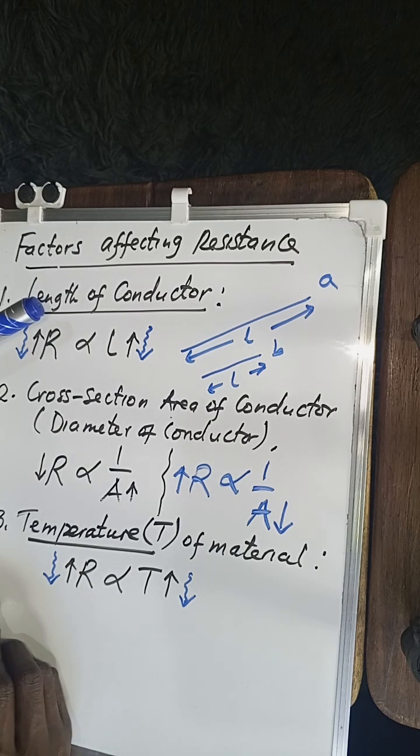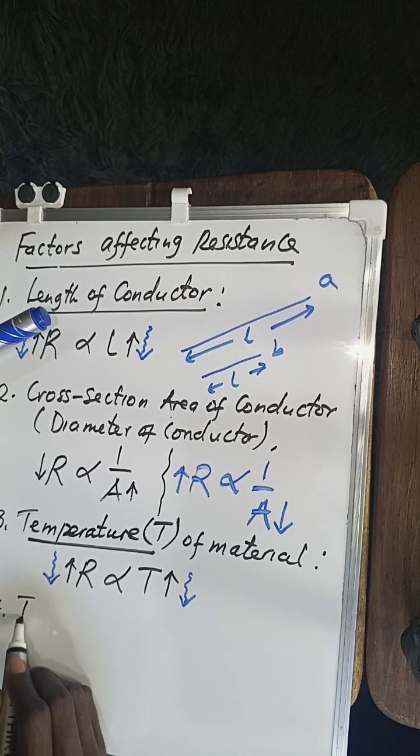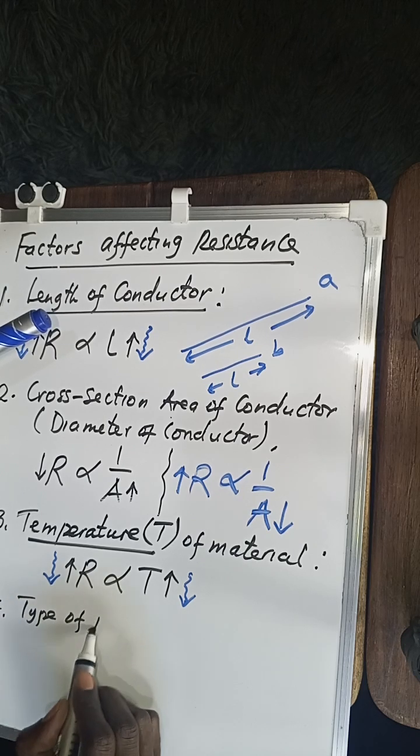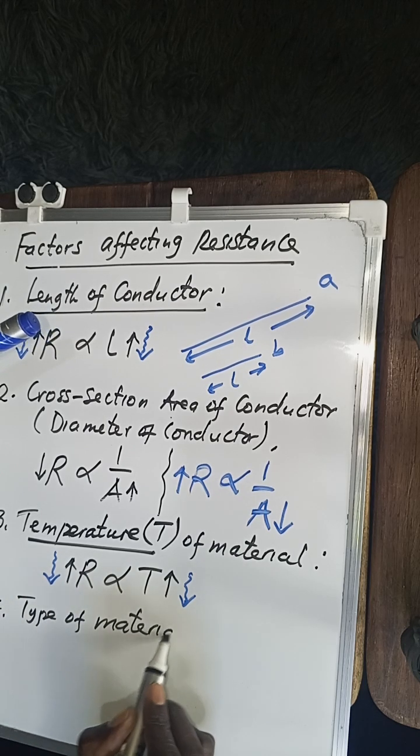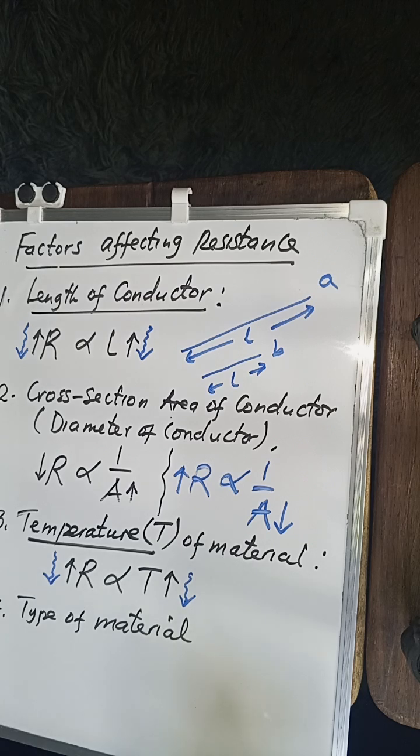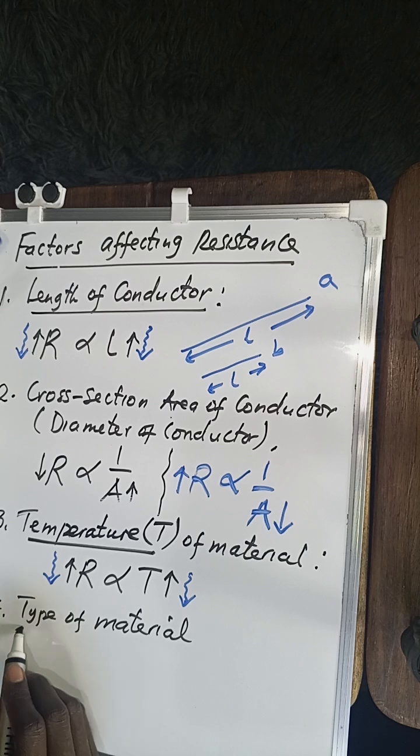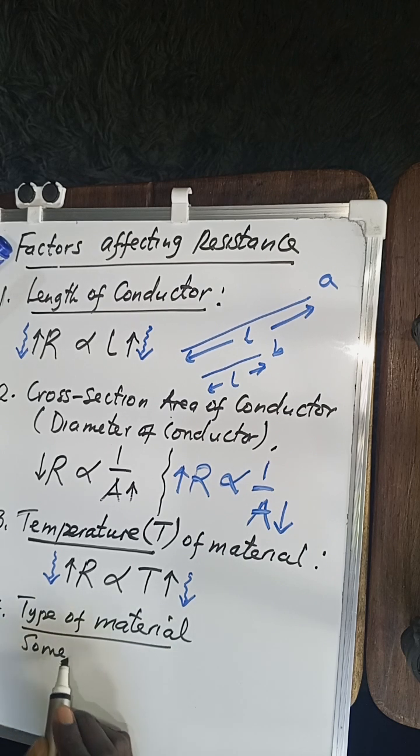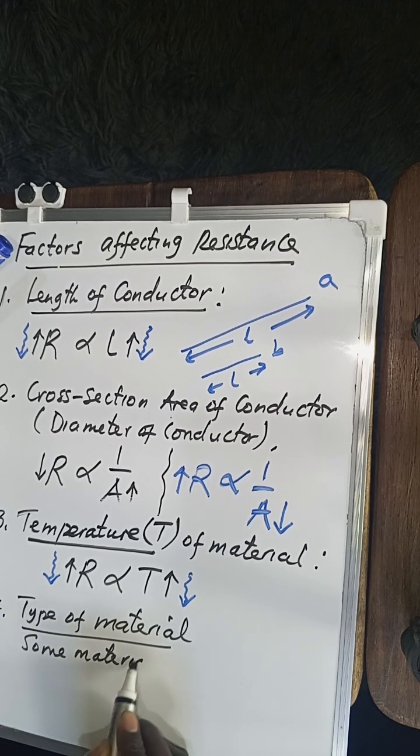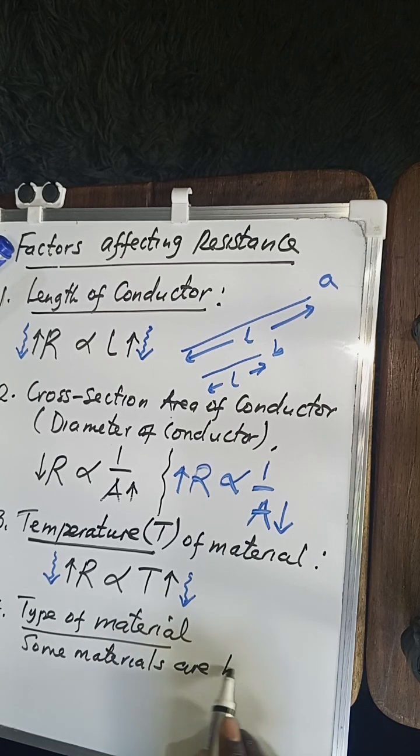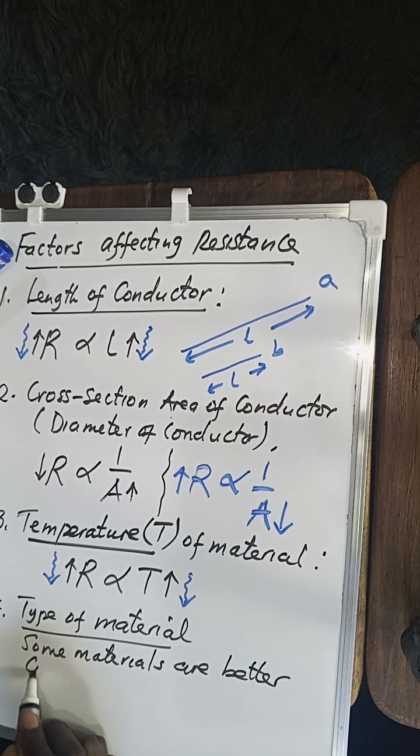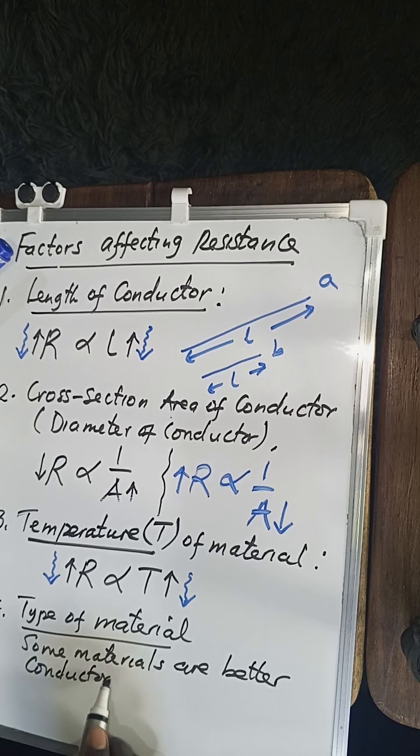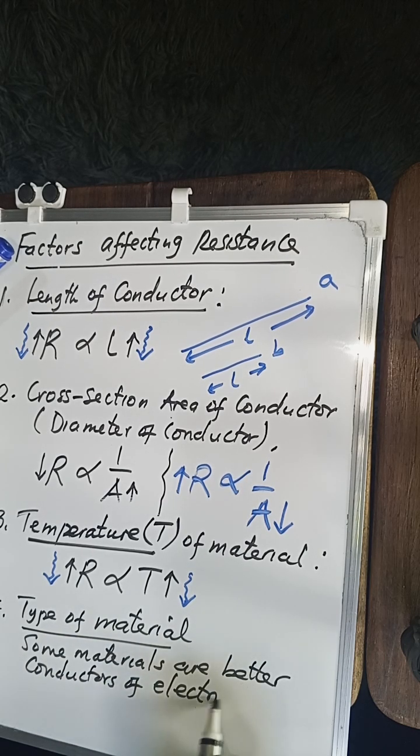The last but not the least we can talk about is the type of material. So what type of material? The type of material that you are using. Some materials are better conductors of electrons than others. That's what you need to remember.